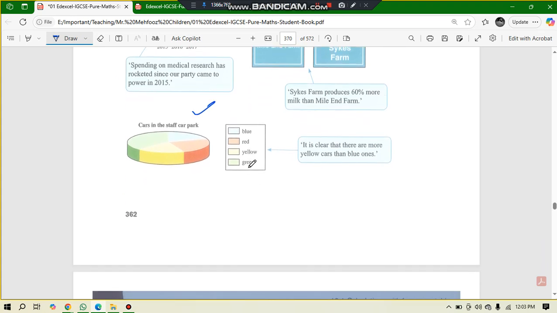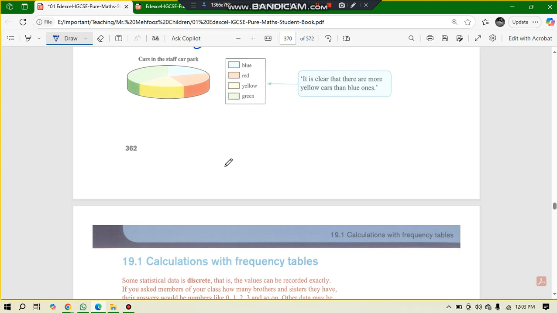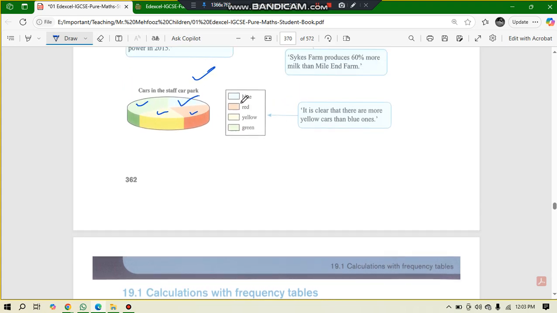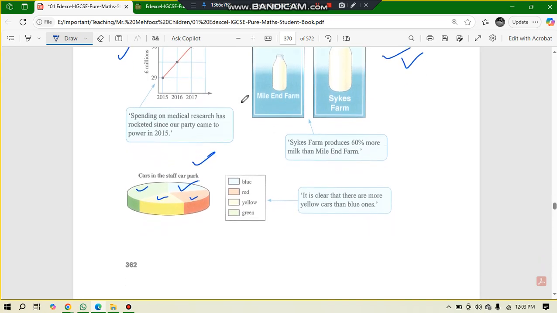So in this you can see cars in the staff car park. It is clear that there are more yellow cars than blue ones. So you can see some blue cars, then red cars, then yellow cars, and then green cars. Okay, so these are the forms of data given in this chapter.